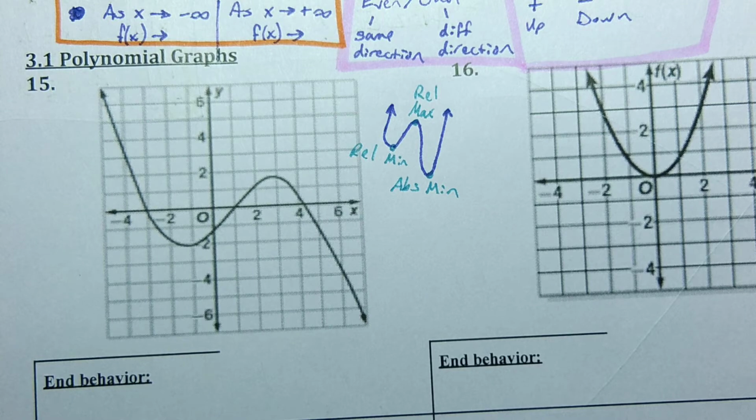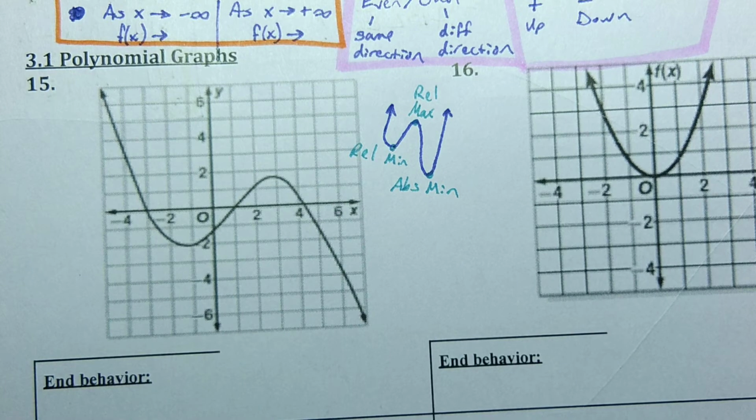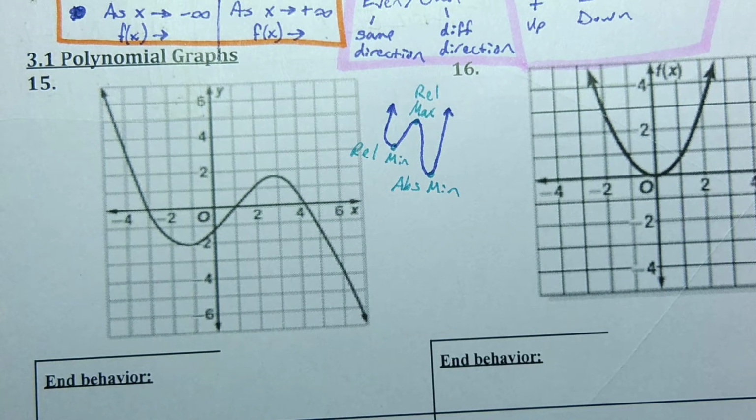So the difference between the relative and the absolute is important. It was one of the more frequently missed things on the test just because a lot of students thought you could only have like one of each. You can have multiple relative values. You can have multiple max values and multiple min values.